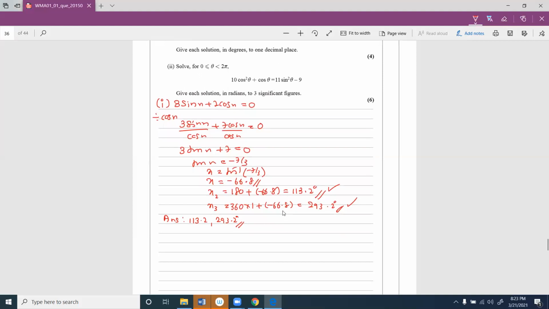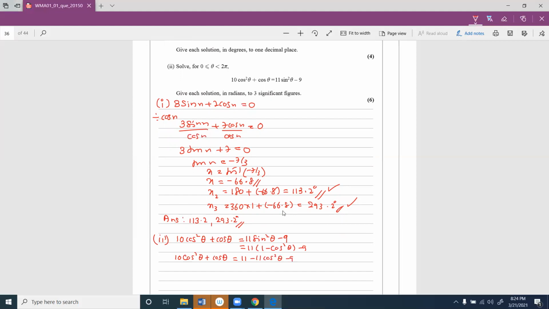Then the next part of the question is here, they request you to answer in the form of radians. So at the beginning of this question, change your calculator to radian mode. And we just get 10 cos squared theta plus cos theta equals 11 sine squared theta minus 9. While keeping sine and cos both, you can't do it. So the best option is to convert the sine squared to cos squared by 1 minus cos squared theta, minus 9.